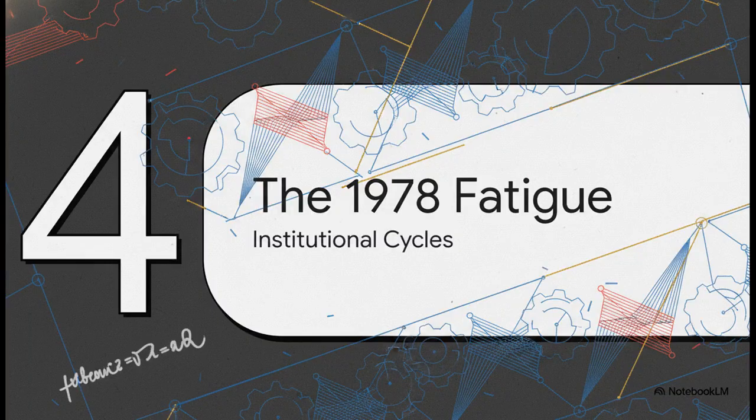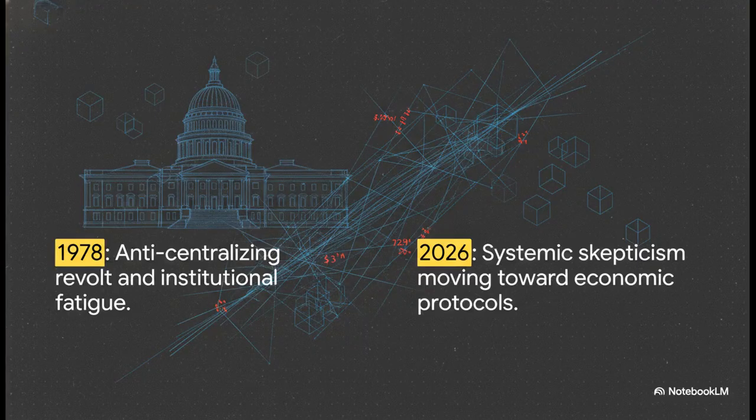Next up is Section 4, the 1978 Fatigue and Institutional Cycles. Let's pull the narrative back to slightly more recent history to observe another cycle of deep institutional friction. This mathematical framework also highlights a 48-year resonance, linking us directly to 1978. Think about the landscape back then. It was heavily characterized by profound institutional fatigue and a sweeping anti-centralizing revolt, perfectly epitomized by California's Proposition 13.